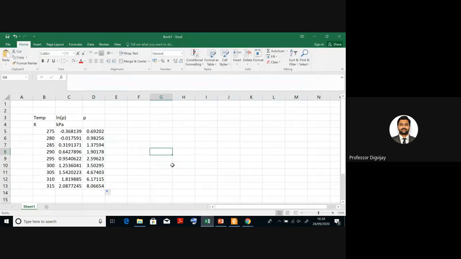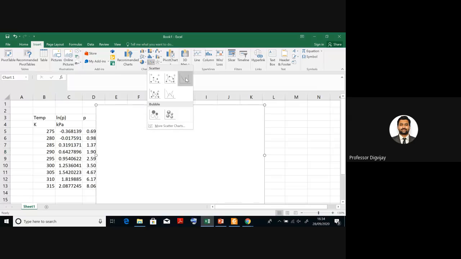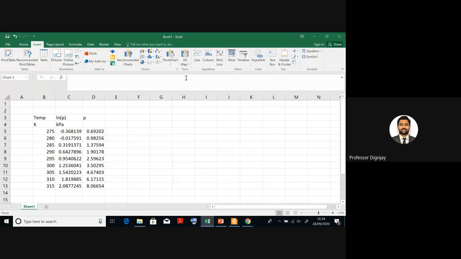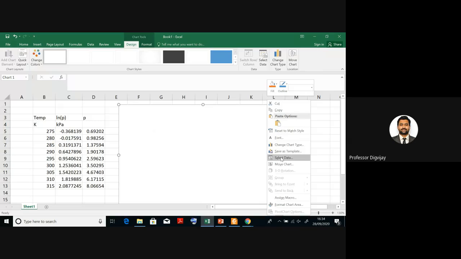Now, if you want to introduce a graph here, you can do that also. You just have to go to Insert. In Insert, you have to introduce a graph here. It is taking a bit of time. Okay. So in this case, you have to select the data.